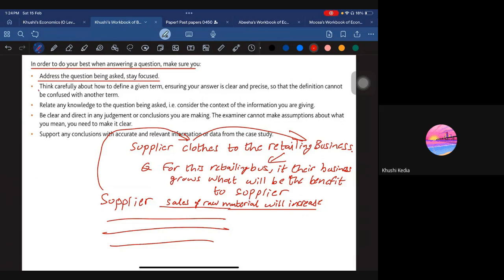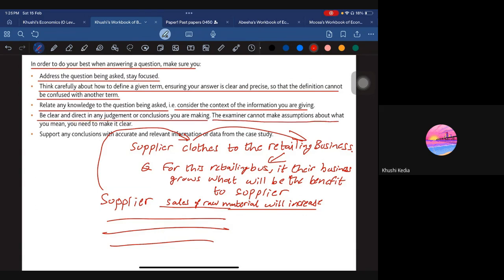Very good. Think carefully about how to define a given term. Ensure your answer is clear and precise, so that the definition cannot be confused with another term. So everything should be clear here. Relate any knowledge to the question being asked. Consider the context of the information you are giving. So it means that application must also be there. Be clear and direct in any judgment or conclusion you are making.